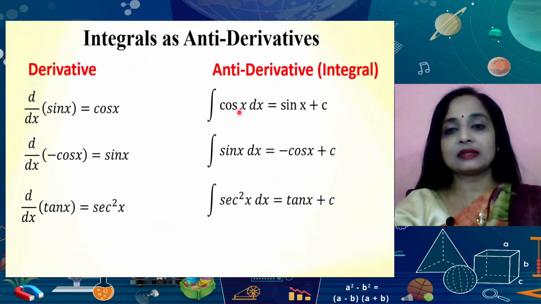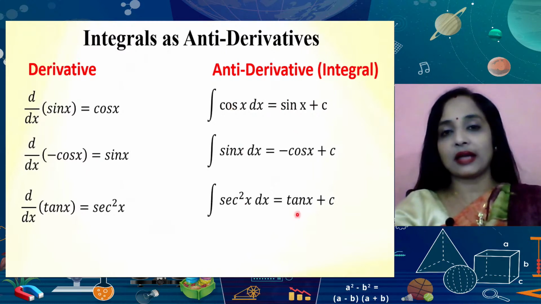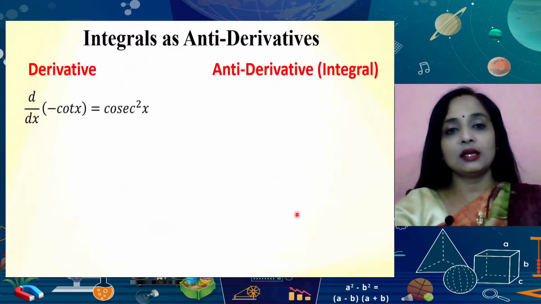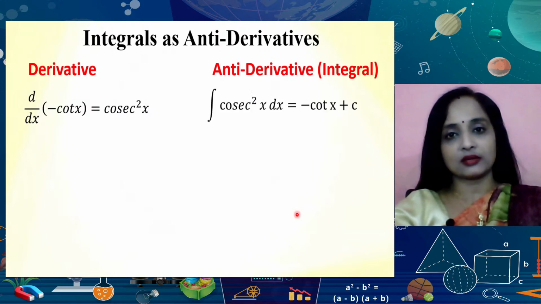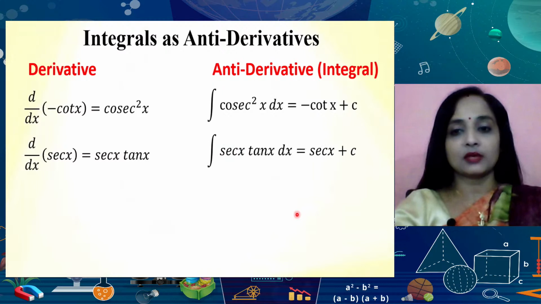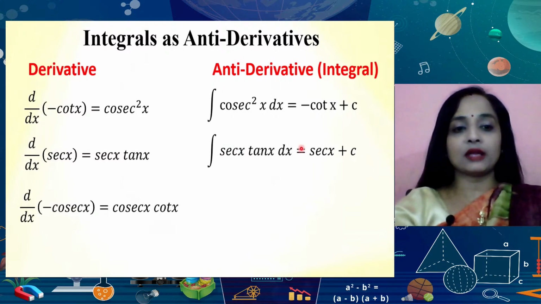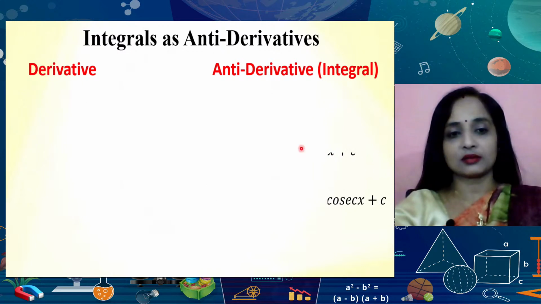So these are standard functions. If they are given in any question, you can write their direct answer. Let's learn more. The derivative of minus cot x is cosec square x. So the integral of cosec square x is minus cot x. The derivative of sec x is sec x tan x. So the integral of sec x tan x will become sec x. The derivative of minus cosec x is cosec x cot x. The integral of cosec x cot x will become minus cosec x.